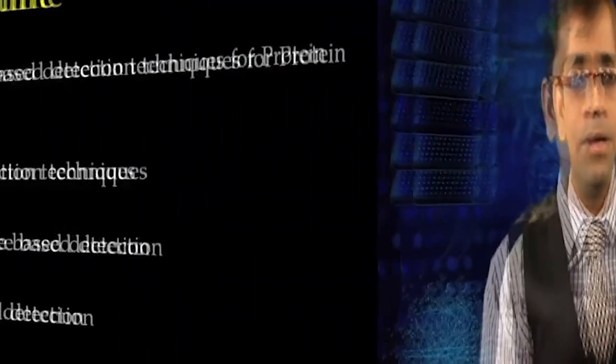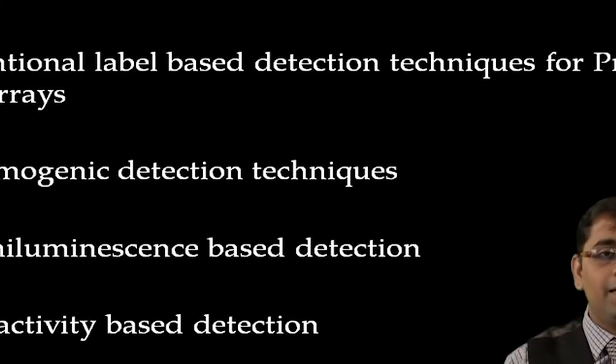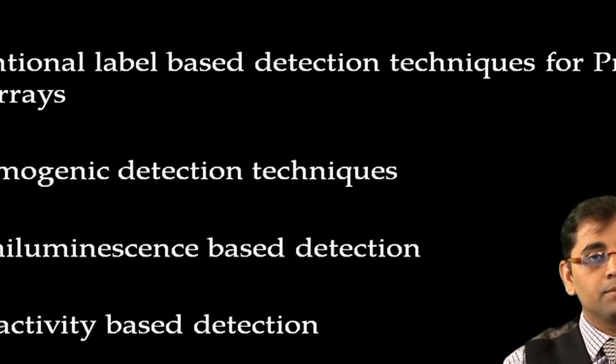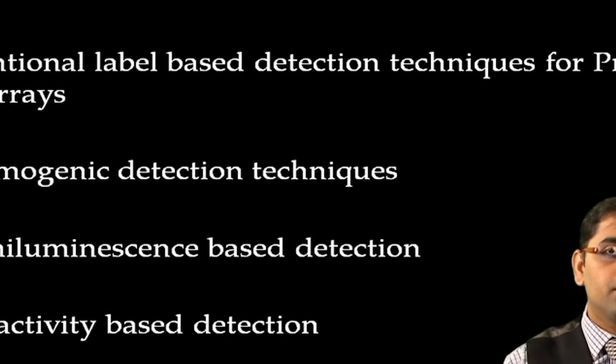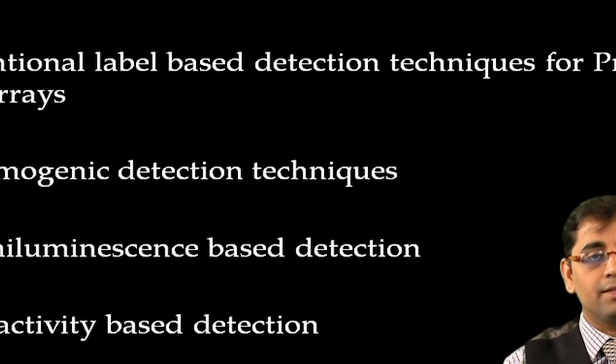In proteomics applications, there is a need to detect a very dynamic range of proteins, those which are present in low abundance as well as in high abundance. It is very easy to detect high abundant proteins, but detection of very low abundant proteins requires sensitive detection platforms. In today's lecture, we will talk about different types of detection platforms, focusing more on the conventional label based detection techniques.